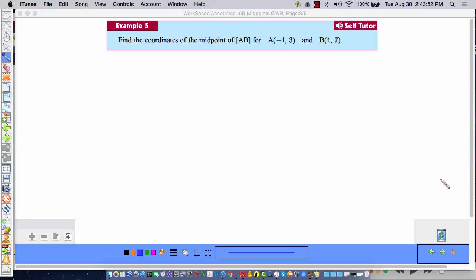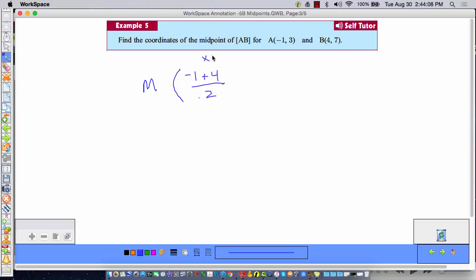So just some quick practice. Find the coordinates of the midpoint of AB, for A (-1, 3) and B (4, 7). So the midpoint M would be (-1 plus 4) over 2, that's the x-coordinate, and the y-coordinate would be (3 plus 7) divided by 2. We work that out: -1 plus 4 is 3, so 3 halves. We can write that as 3 halves, 1 and 1/2 or 1.5, doesn't matter. 3 plus 7 is 10, divided by 2 is 5. So that's the midpoint of AB.